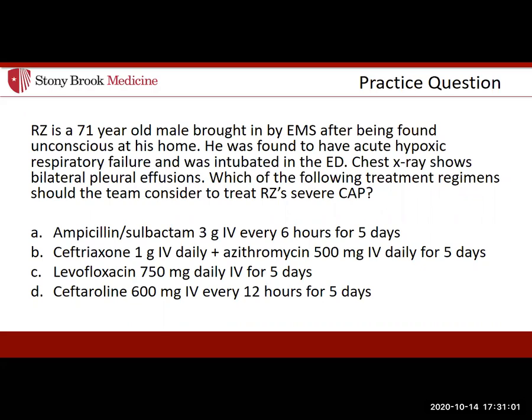All right, so RZ is a 71-year-old male brought in by EMS after being found unconscious at his home. He was found to have acute hypoxic respiratory failure and was intubated in the ED. Chest x-ray shows bilateral pleural effusions. Which of the following treatment regimens should the team consider to treat RZ's severe CAP?